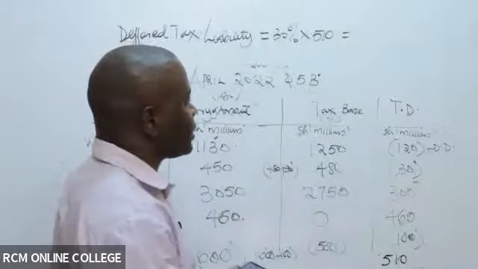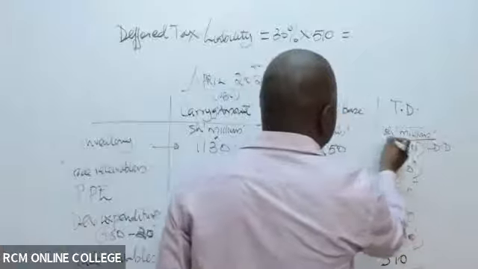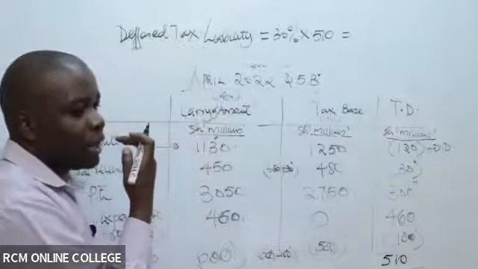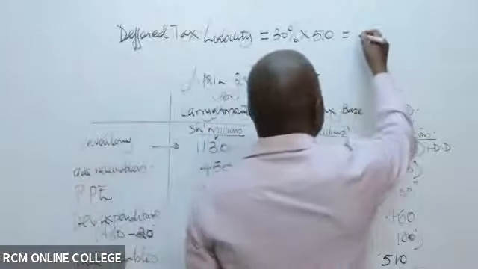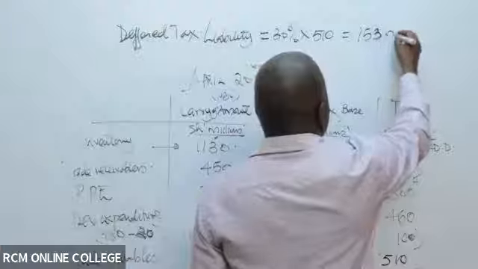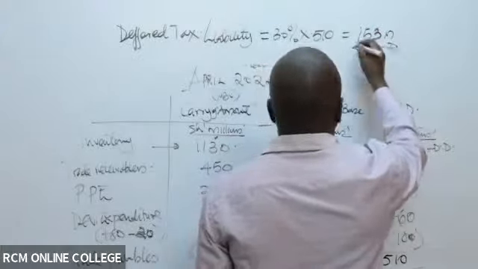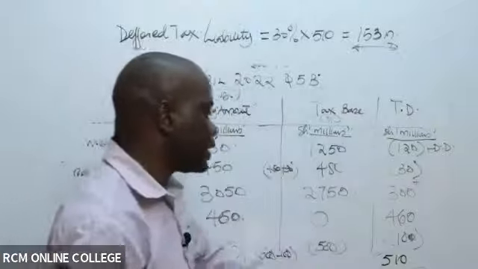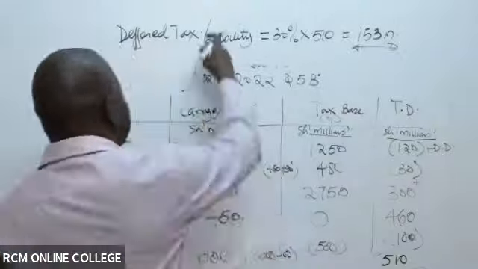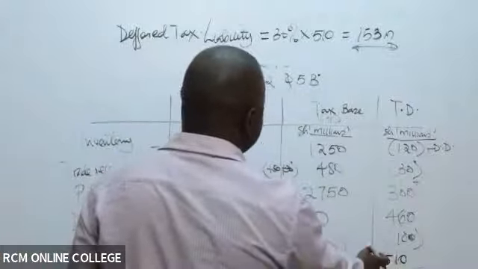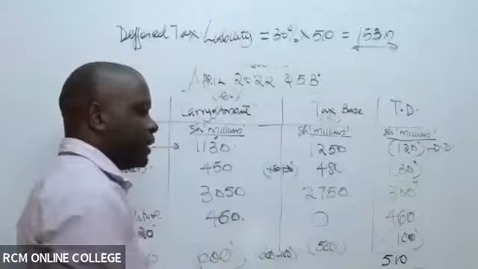Remember, our figures are already in millions. It will be equal to 153 million. So that is the deferred tax liability. If it had been negative, it would have led to a deferred tax asset. But since it's positive, it is a deferred tax liability.